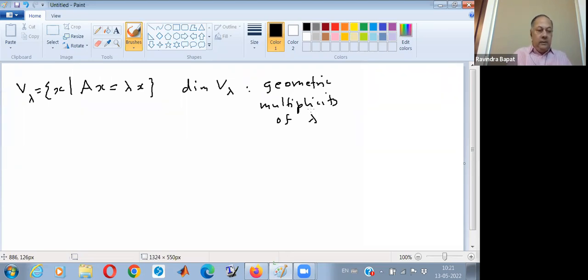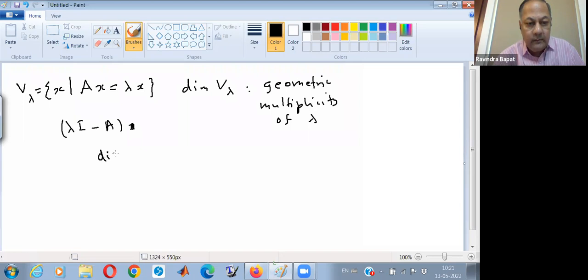And another multiplicity comes from the characteristic polynomial: if you look at the polynomial and factor it, and look at its roots, suppose it has distinct roots.